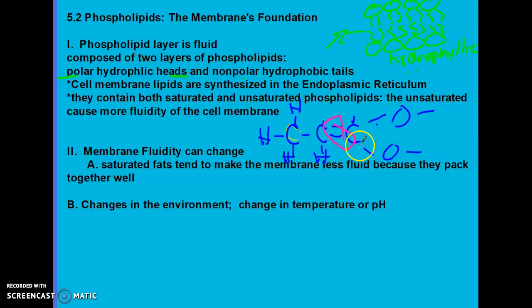So these unsaturated hydrocarbons are actually pretty important in the cell membrane and help maintain its fluidity, if you will. Because a saturated fat tends to make membranes less fluid because they pack together so well. And then changes in environment, changes in temperature or pH have a really big effect on that lipid. Just think in general how fats are affected by change in temperature for sure.